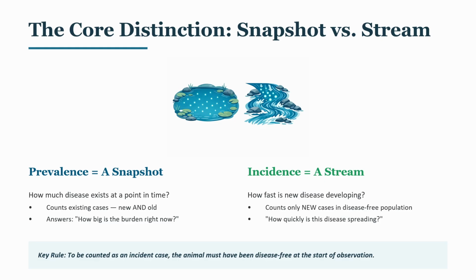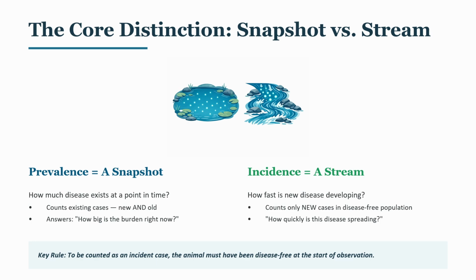Incidence counts only new cases, animals that were disease-free at the start of your observation period and developed disease during that period. It answers the question, how fast is this disease developing? This is a number that tells you about risk, the probability that a currently healthy animal will become diseased. It's also the number most sensitive to changes in exposure, to the effects of interventions, and to the dynamics of an outbreak.